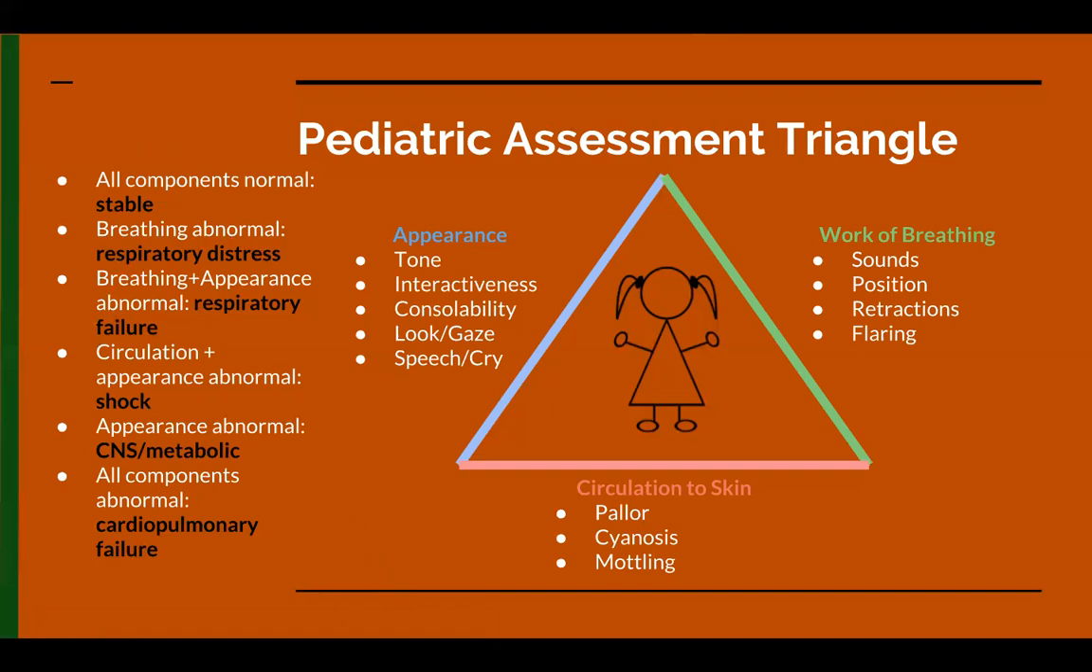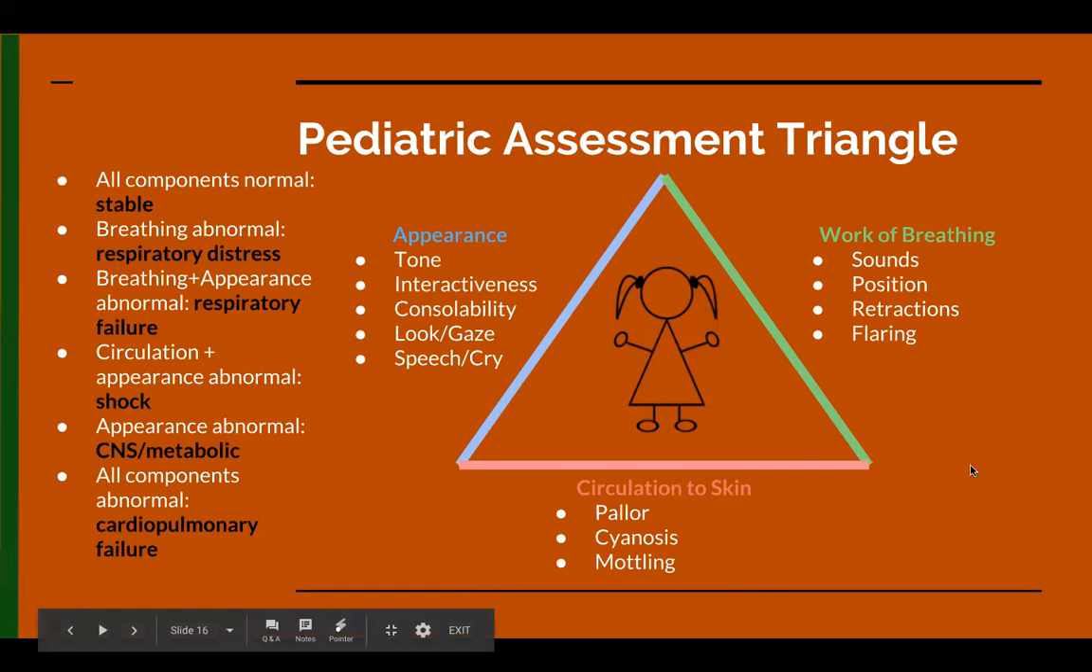So if all components are normal, then the patient's considered to be stable. If breathing is abnormal, if they have abnormal breath sounds, then that's going to be considered respiratory distress. But if they have, for example, abnormal breath sounds and also appearance is abnormal, then we're going to consider that respiratory failure. If circulation and appearance is abnormal, we're going to consider that shock. If just the appearance is abnormal, that might be a CNS or a metabolic issue. And if all components are abnormal together, that's cardiopulmonary failure. So make sure you know what the combinations indicate and what they indicate by themselves.